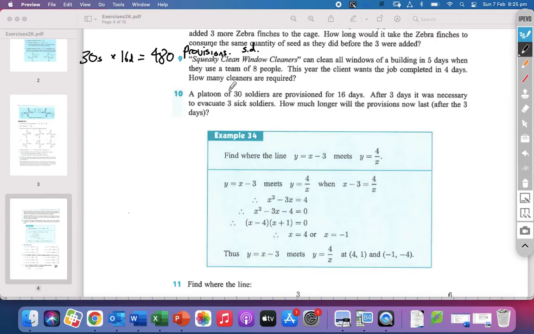Now it says, after 3 days it was necessary to evacuate 3 sick soldiers. How much longer will the provisions now last after? So they were lasting 16 days. Now they're going to last a bit longer because they're taking away, evacuating, 3 sick soldiers, right? But it only happens after 3 days, right? So basically we can divide this by 16. We've got 16 days worth of provisions here.